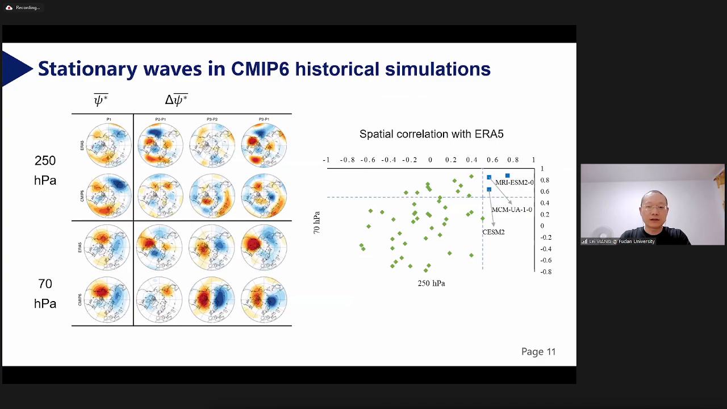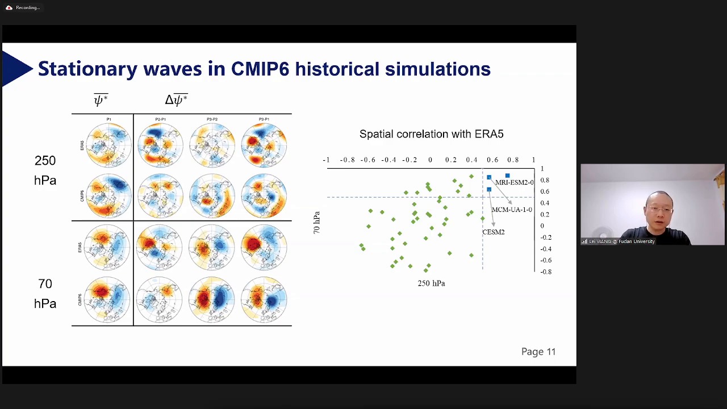So if we further look into whether the CMIP6 models can reproduce them, the answer is unfortunately no. If we look at the 51 models, only 3 of them kind of simulated the observed response in both troposphere and stratosphere.